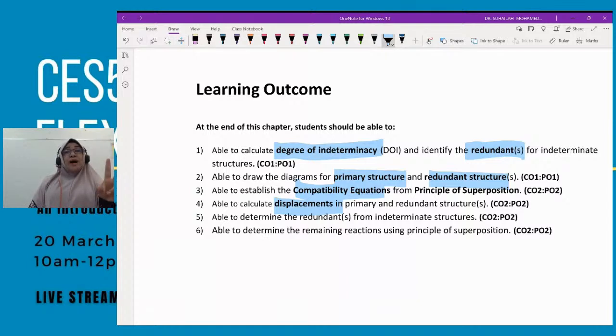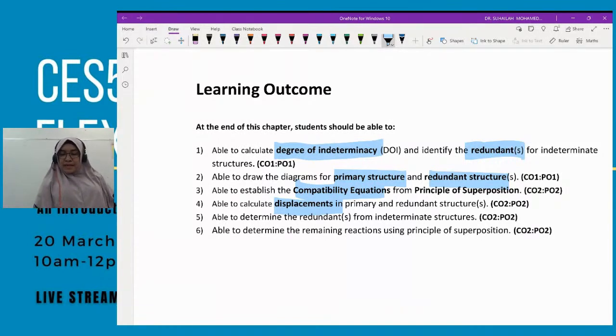If we have 2 DOI, we have 6 displacement. So this displacement, we substitute into the compatibility equation. And by solving the compatibility equation, we get the redundant.